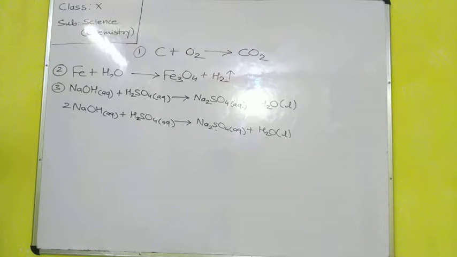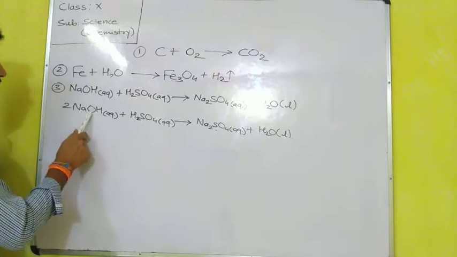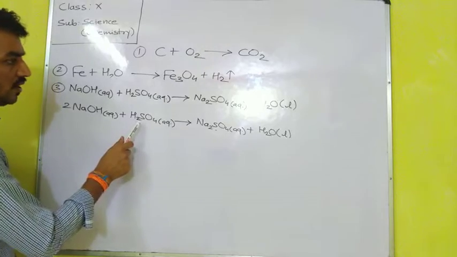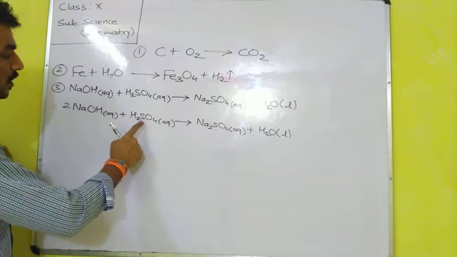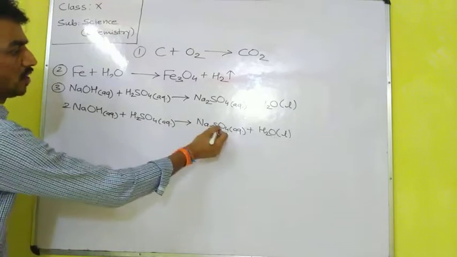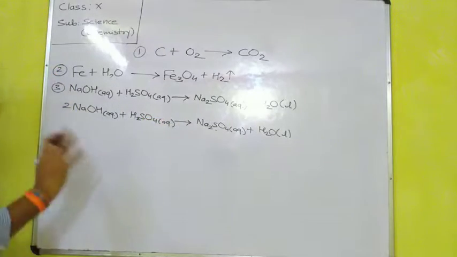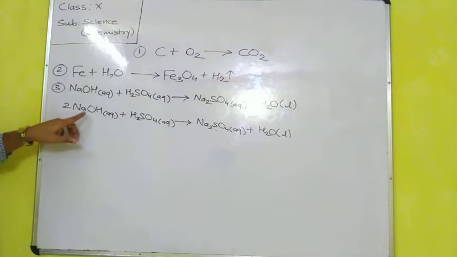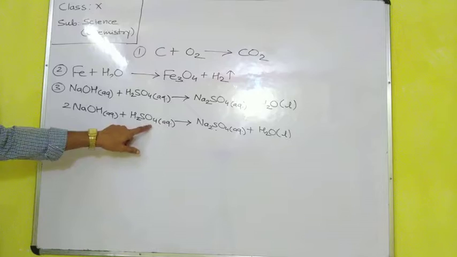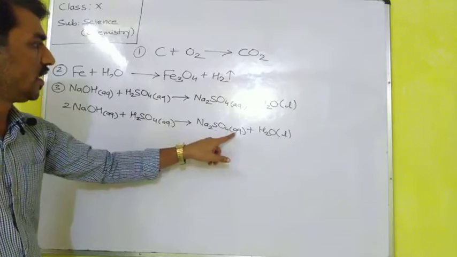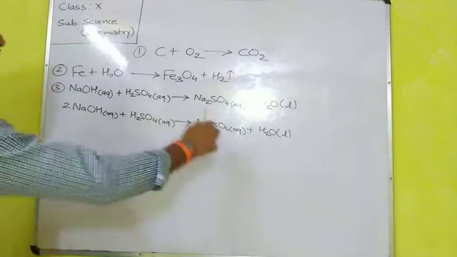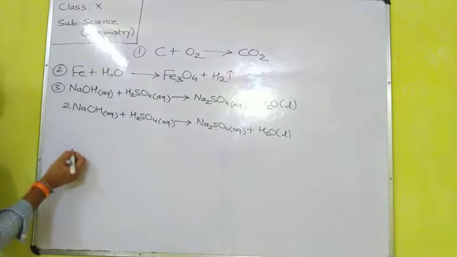Now we have to balance the non-metals except oxygen and hydrogen. Except oxygen and hydrogen, sulfur is present. 1 atom of sulfur is present in the reactant side and 1 atom of sulfur in the product side also. So it is already balanced. Next step we have to balance oxygen. 2 atoms of oxygen here and 4 atoms of oxygen here, so 4 plus 2, 6. And here 4 atoms of oxygen and 1 atom of oxygen. So what we have to do? We have to multiply this water molecule by 2.